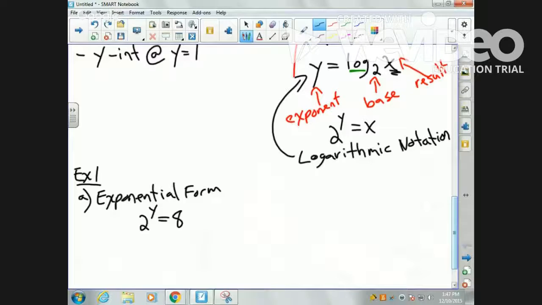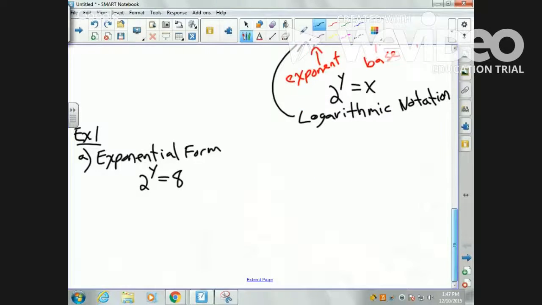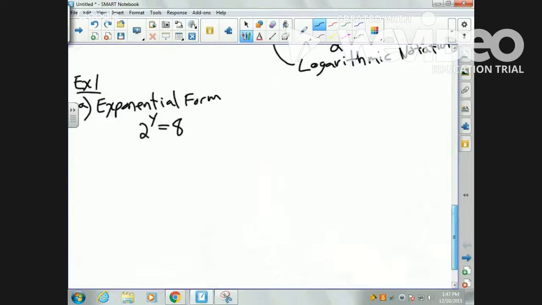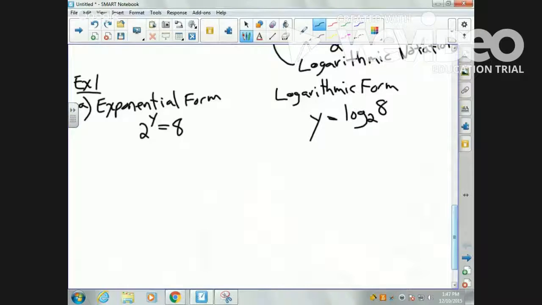So here's a sample of an equation written in exponential form. This is a form that you've seen before. Might not be your favorite form of an equation, but it's one that you've seen before. If we write it in logarithmic form, remember the base goes here as your subscript, the exponent is over here, and the result of the base to that exponent goes here.